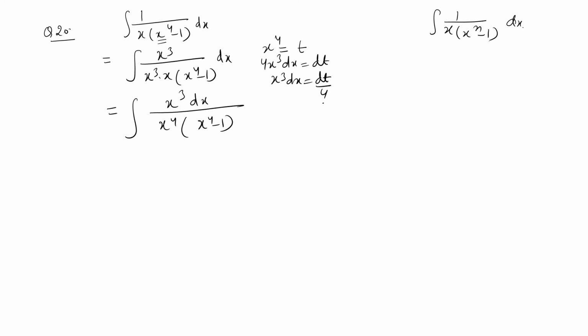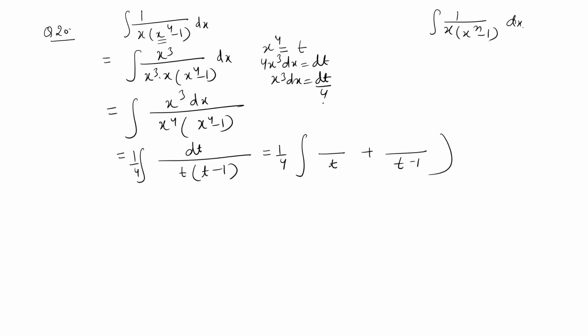Now see from here, if I put x4 as t, as x cube dx is dt by 4, it will be reduced to 1 by 4 dt, and this x raised to power 4 is t, and this will be t minus 1. So I think very simply we have reduced it to partial fractions. So the partial fractions will be 1 upon t plus 1 upon t minus 1. So let us make it directly from here.